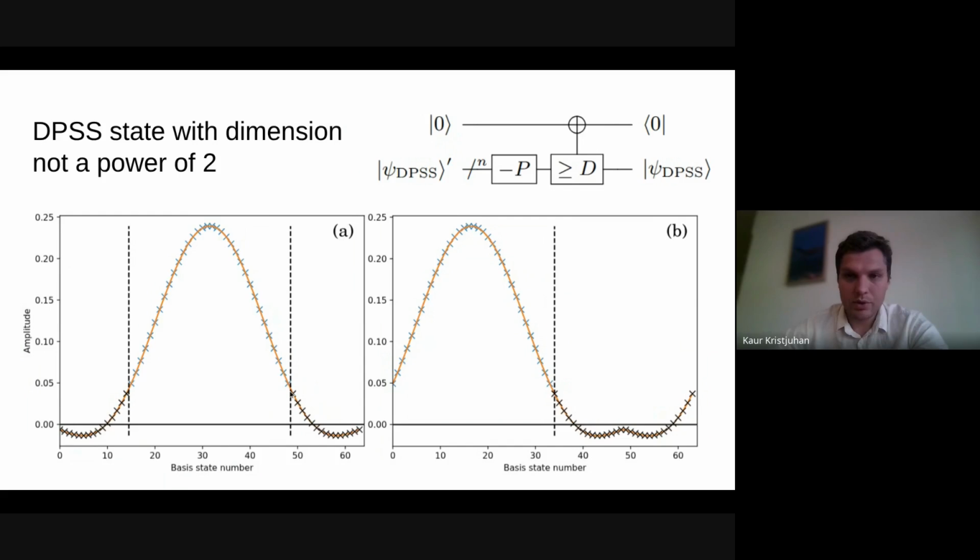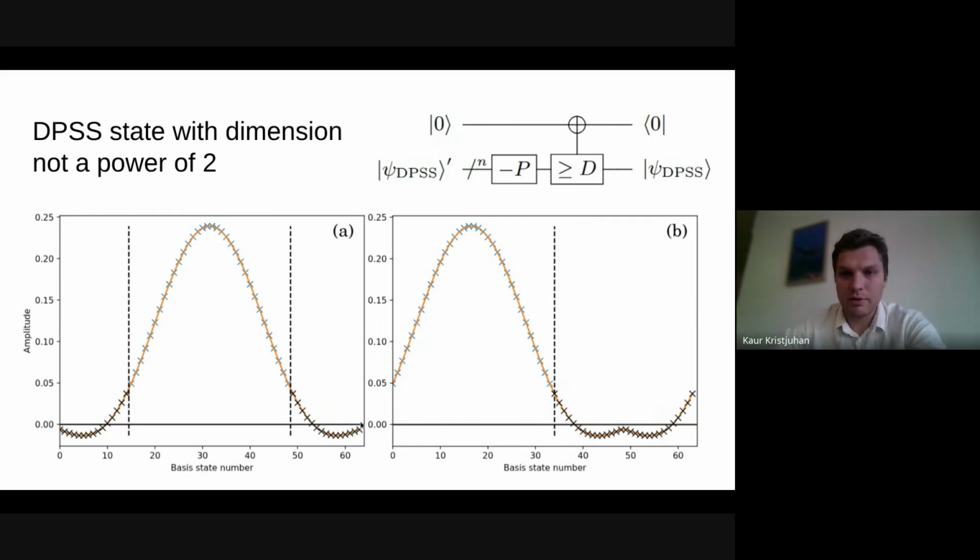So the way that we would do it is that we would take that DPSS state and extend it to further amplitudes so that we have a state that is a power of 2. So we'll have something which has 64 amplitudes. Then we can use the matrix product state preparation circuit, which we've been using, to approximate this whole thing. Not just the part in the middle, but the whole thing.